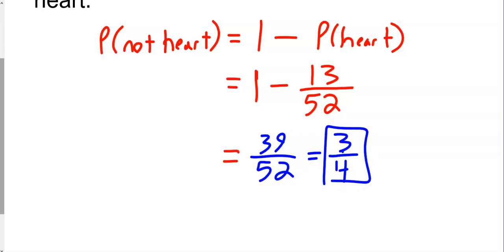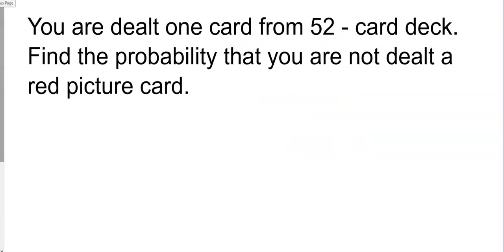Okay, here is the next problem. Try it. You are dealt 1 card from a 52 card deck. Find the probability that you are not dealt a red picture card. Now try it.